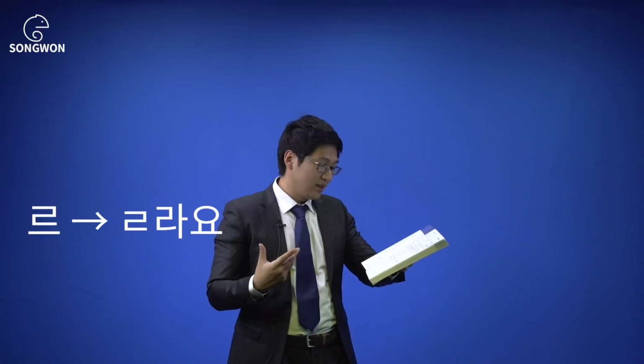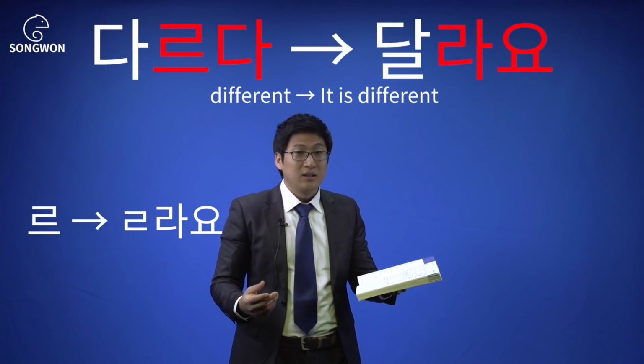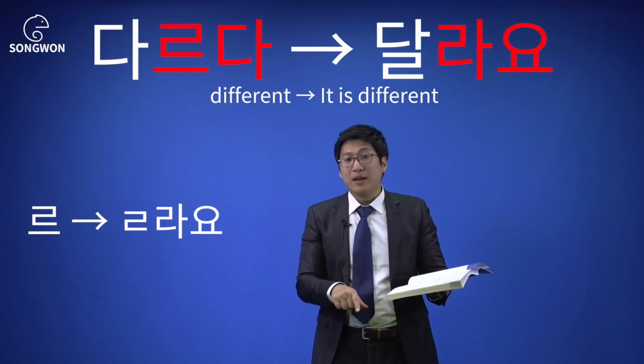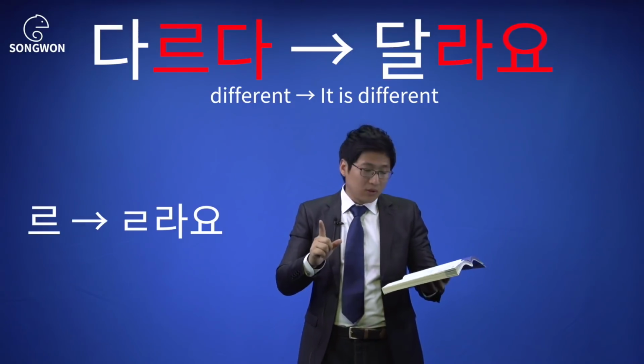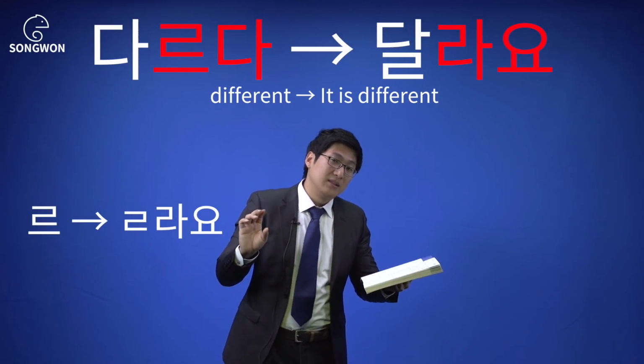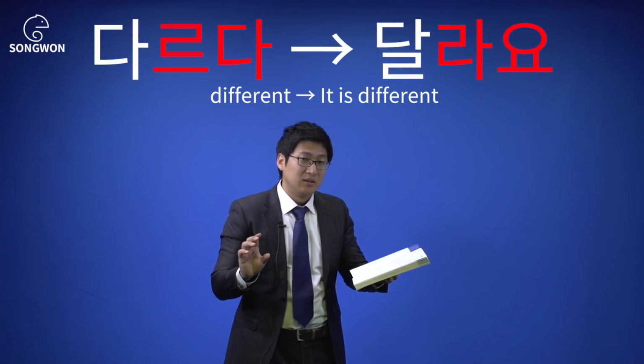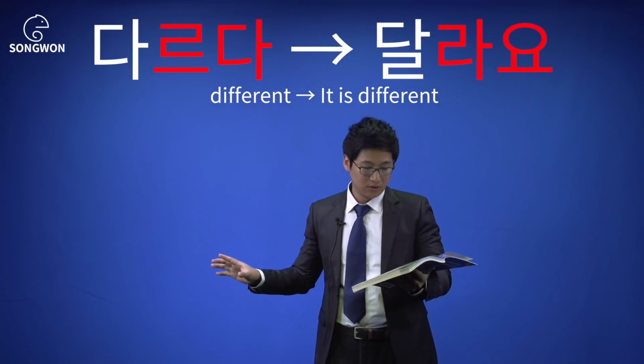I made the points in red colors so you can memorize the patterns. You don't have to memorize all the words, but memorize some patterns because we don't know what words we will learn. So, for example, if it ends with 르, like 다르다, different, the 르 becomes bottom ㄹ and 라. So 다르다, 달라요. Not only that word, but also every word that ends with 르 becomes bottom ㄹ and 라요. Something like this.